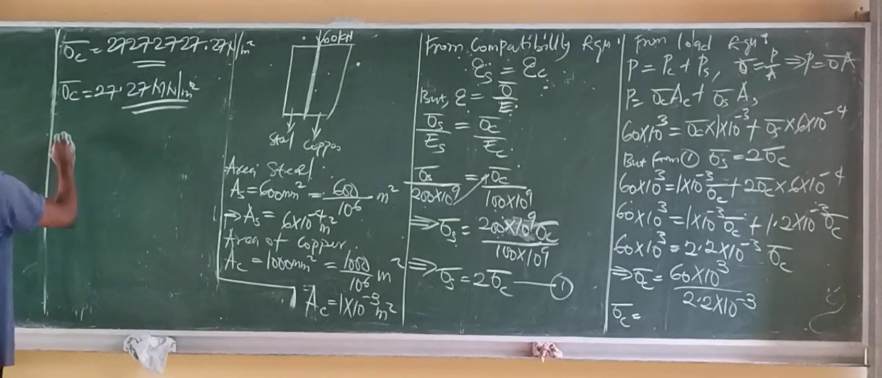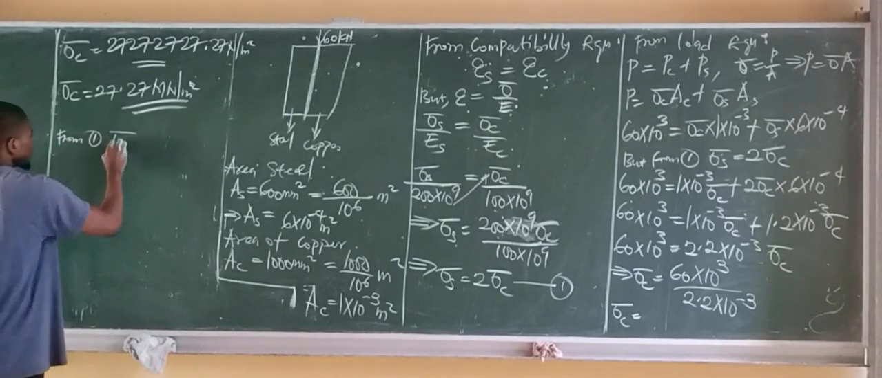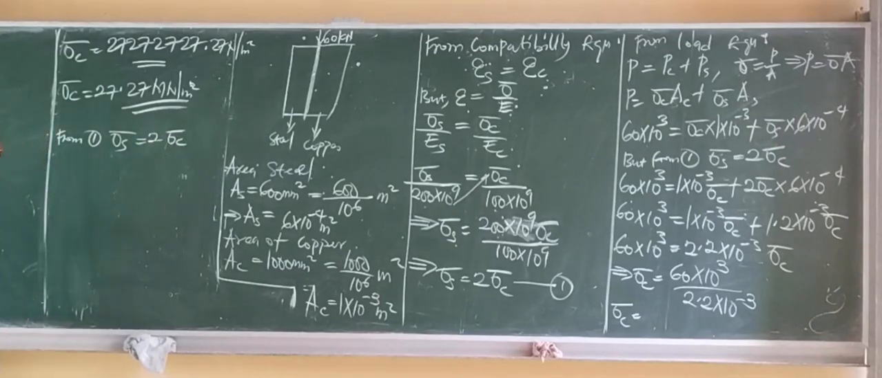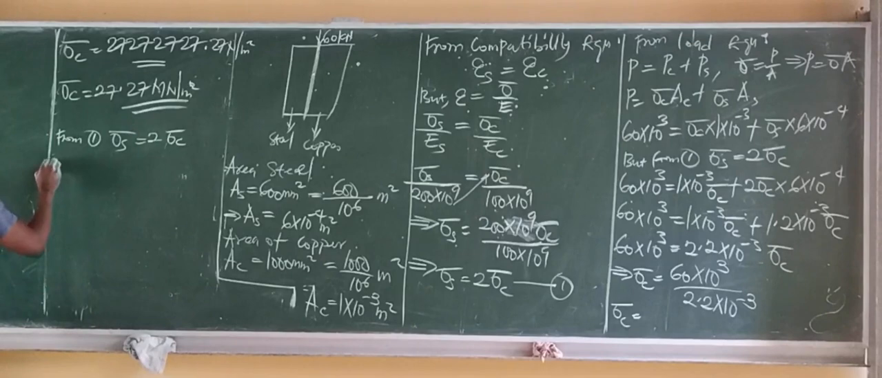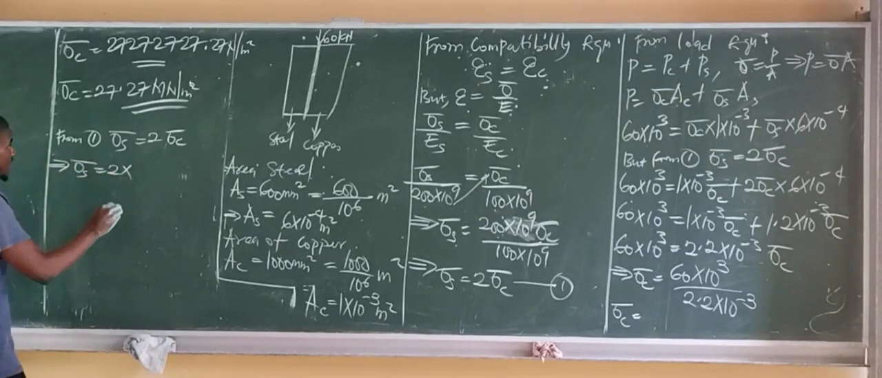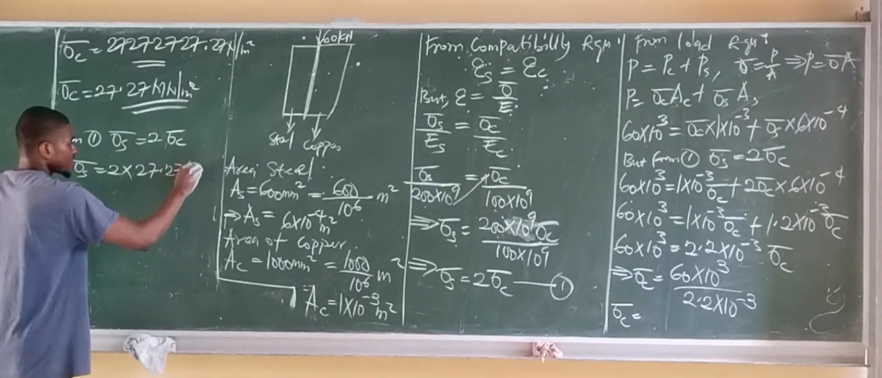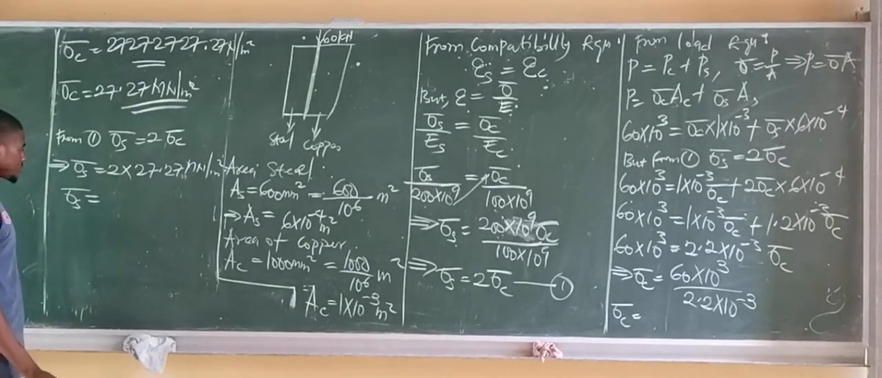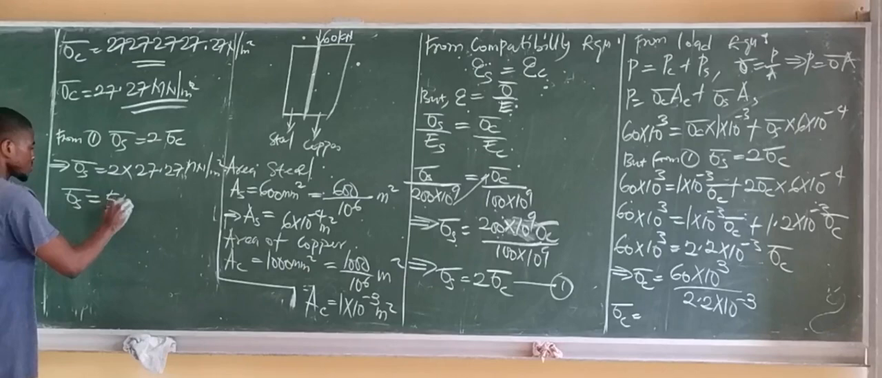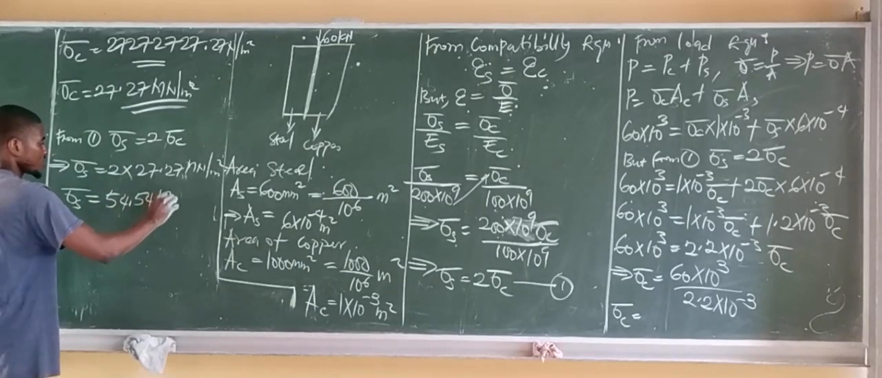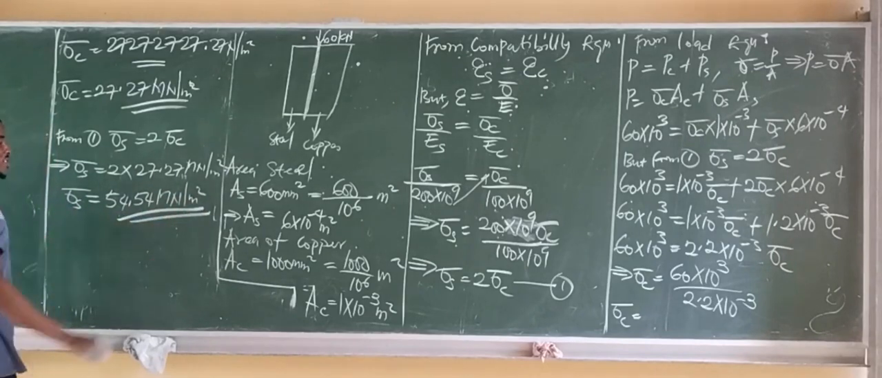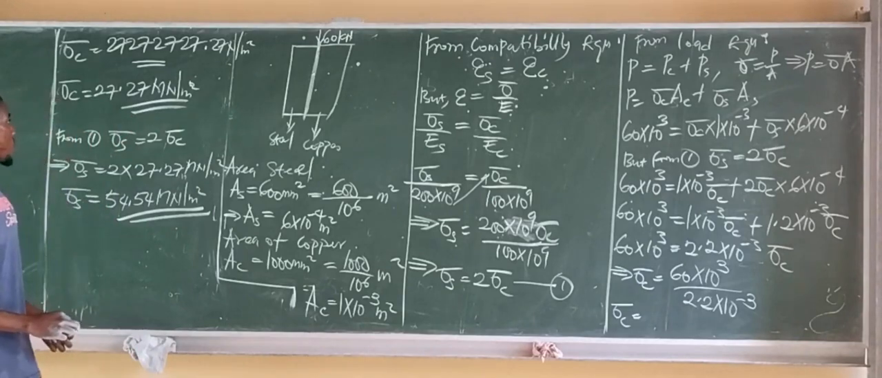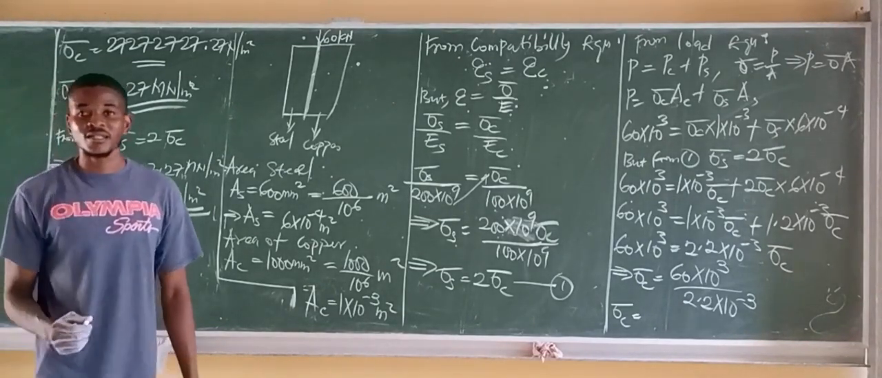Also from equation 1, we said sigma s is actually 2 times sigma c. So the stress induced in steel is twice the stress in copper. That simply implies that sigma s is simply 2 times 27.27 meganewtons per meter square, which gives 54.5 mega. So those are the stresses induced in the steel bar and the copper bar. Any other question? Check it. I think it's on the stress.